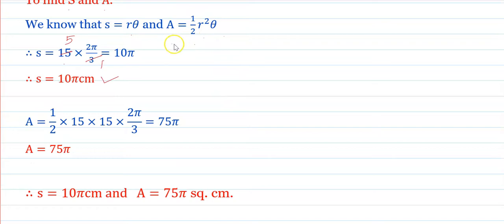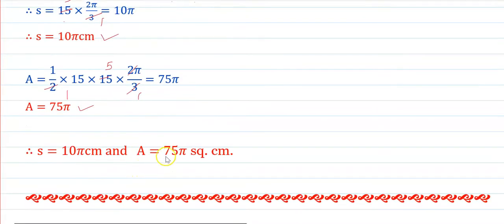Area of sector, that is capital A is equal to 1/2 r square into theta. r is 15 and theta is 2 pi by 3, which is in radian. If you simplify this, 2 gets cancelled first of all, and 3 ones are 3 and 3 fives are 15. 15 into 5 is 75 pi, and hence this is the area of the sector, 75 pi square centimeter. Length of the arc is 10 pi centimeter.